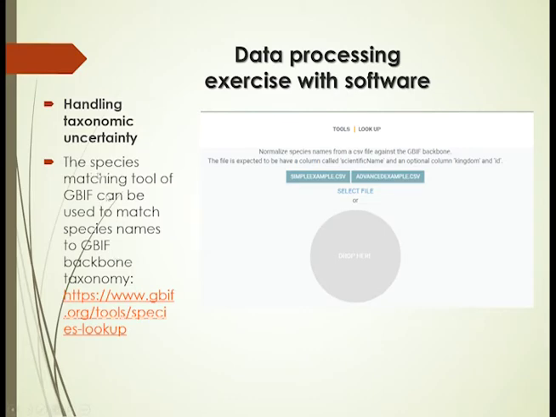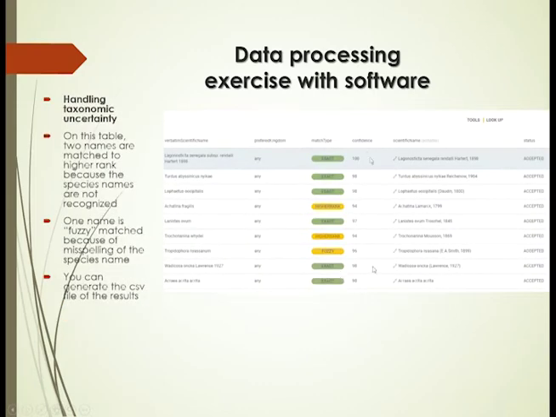You can also use the species matching tool of GBIF that can help you match the species names to the GBIF backbone. It is at this address. You need just to generate the CSV file of a list of the names you want to submit and drop it here. So automatically you will have this result. Then you will find information on the match type. Exact match, exact match, exact match.